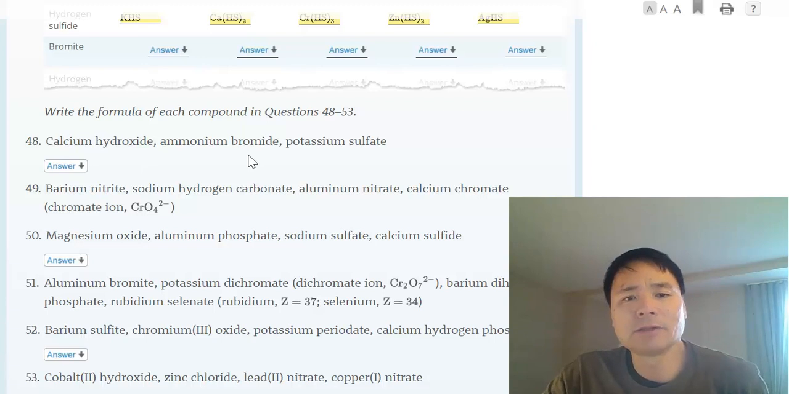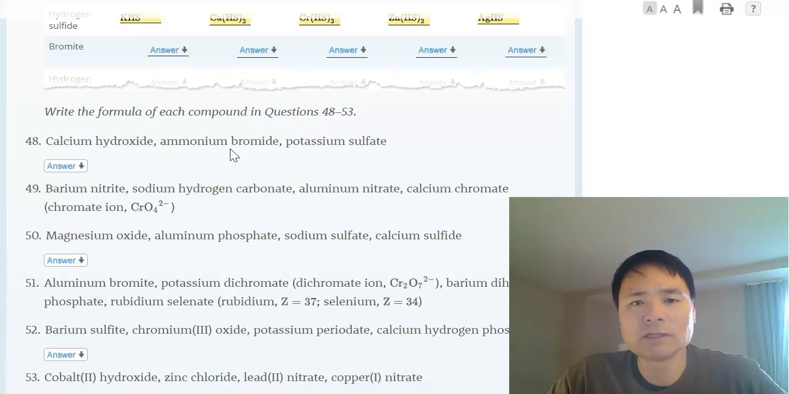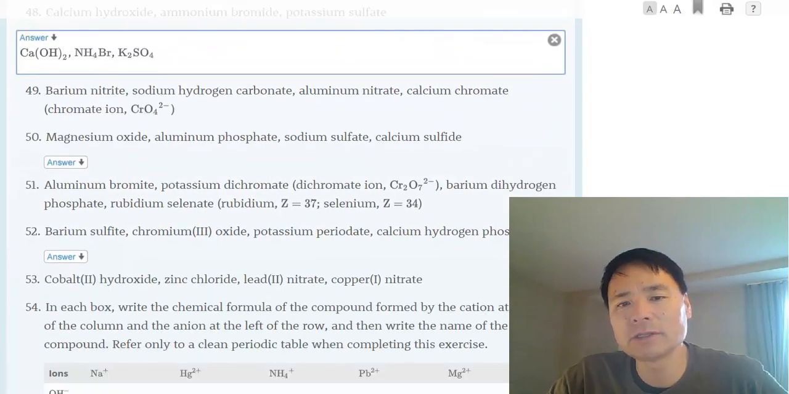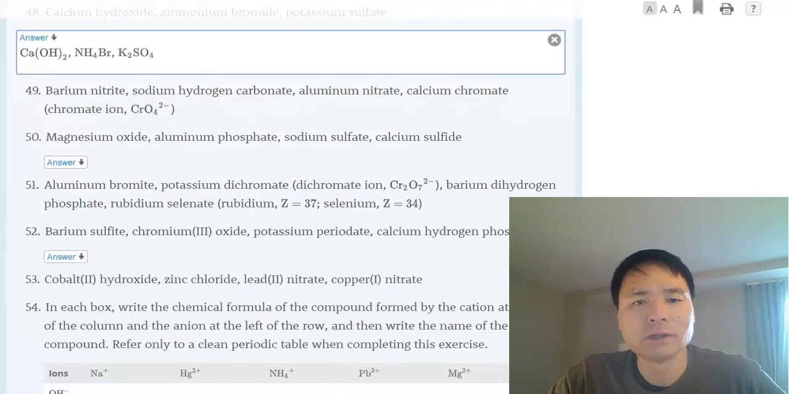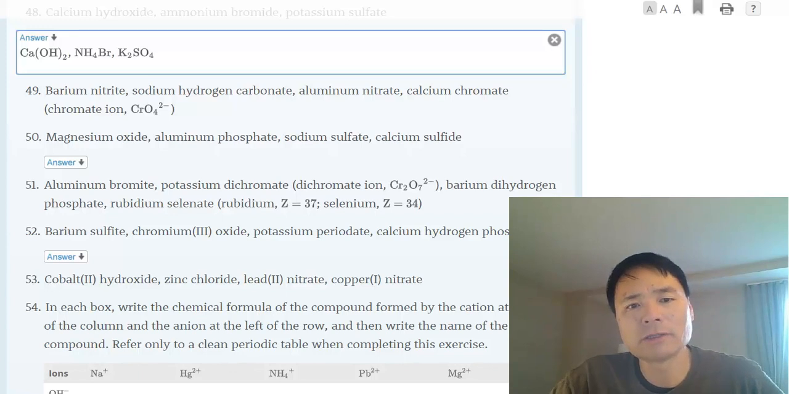Ammonium is NH4 plus, and bromide is a monatomic ide, Br minus, so NH4Br should work 1-to-1. Potassium is +1, sulfate is polyatomic, SO4, the charge would be 2 minus, so K2SO4. Okay, barium nitrite. Nitrite is 2 oxygen, and charge is minus, so NO2 minus. Barium is a 2 plus, so Ba(NO2)2, taken twice.